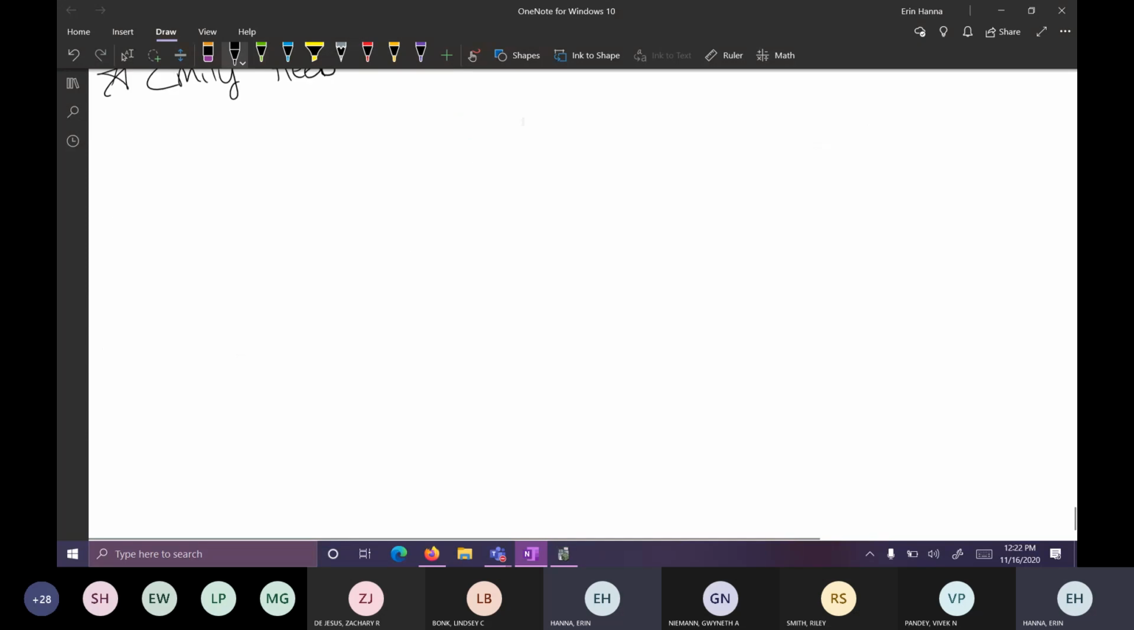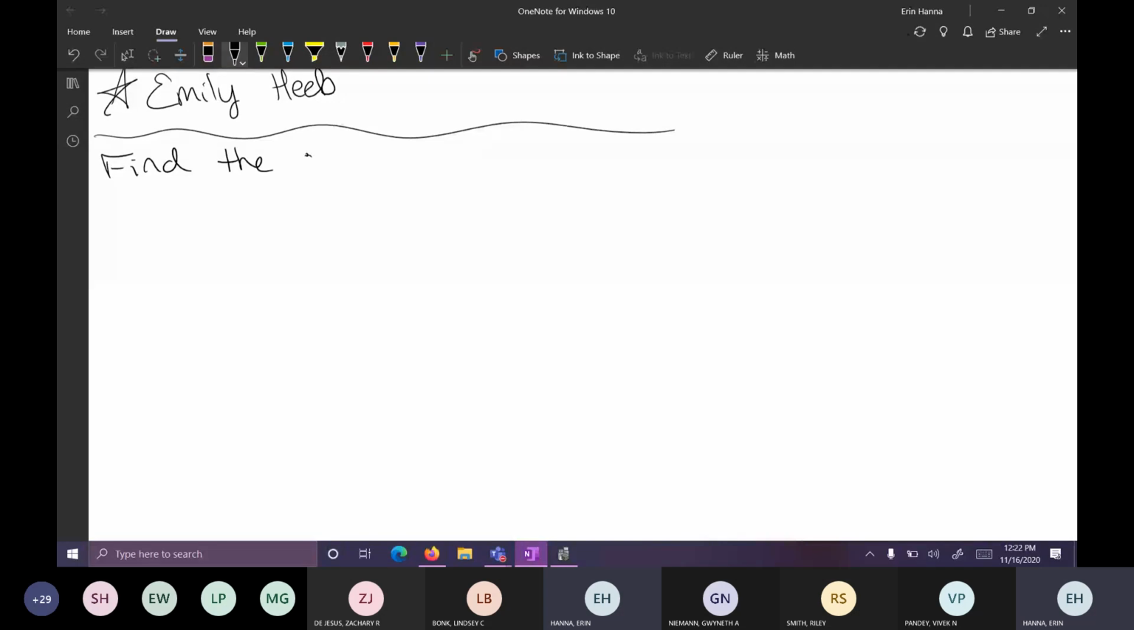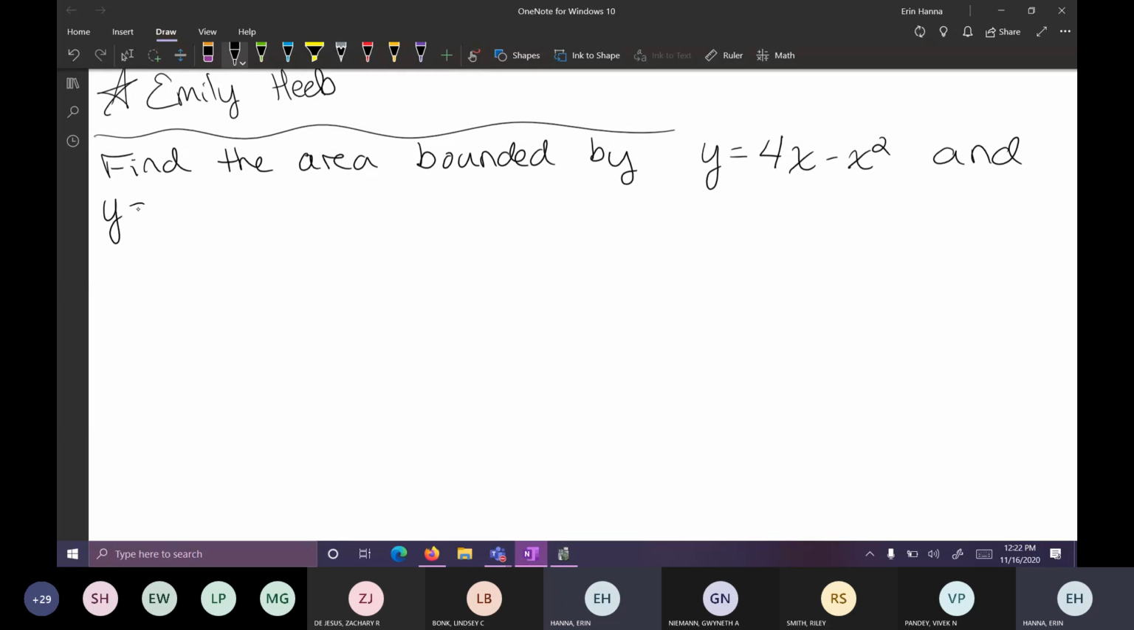So, I'm gonna change this question up a little bit, but let's find the area bounded by y equals 4x minus x squared and y equals 3 on, let's go 0. You know what? Let's go 0 to 4. It's going to step it up the tiniest bit, but we'll take it slow. It'll be all right. Okay. So they want to find the area bounded by these two functions.